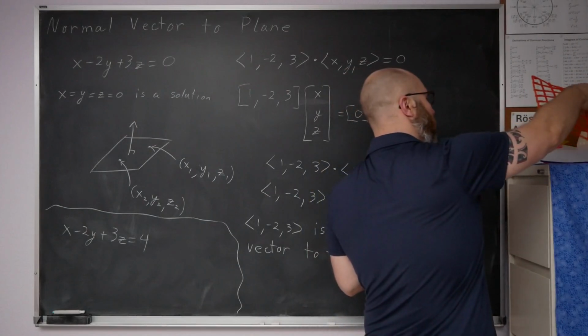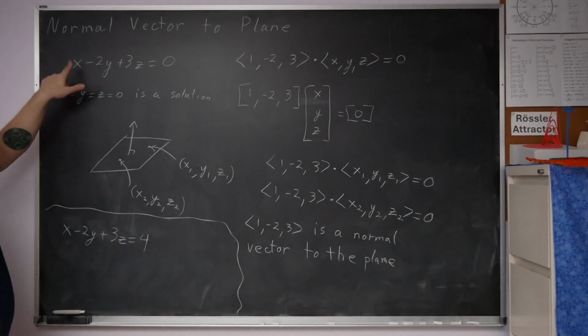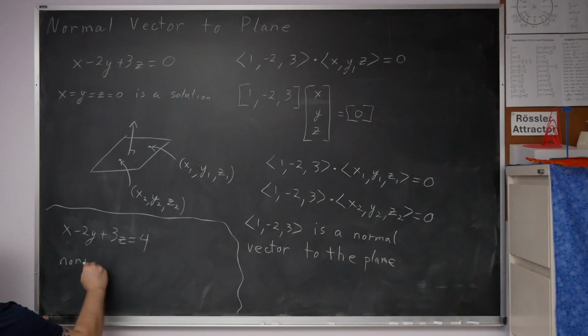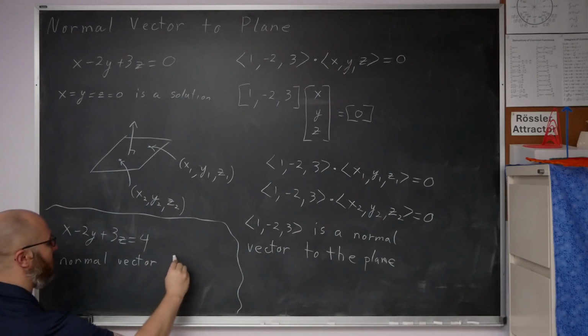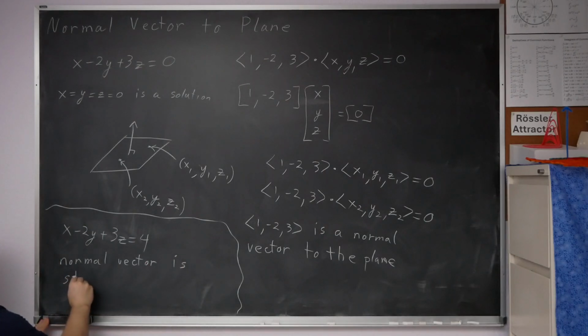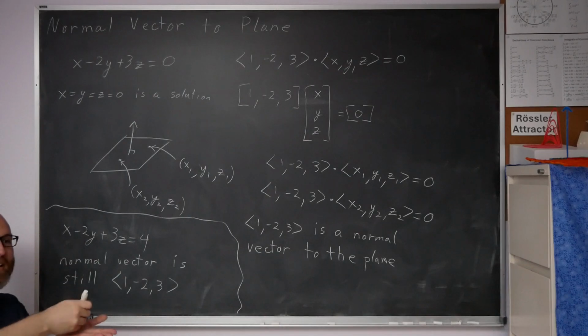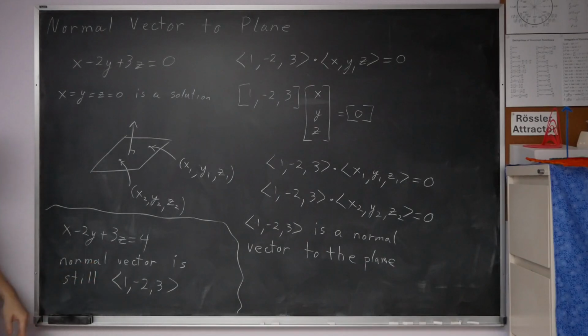So even if you don't have x minus 2y plus 3z equals 0, you have x minus 2y plus 3z equals 4, the normal vector is still, what is it? 1, negative 2, 3. It's one of the normal vectors. There's an infinite number, infinite length, backwards, forwards, but it still works.